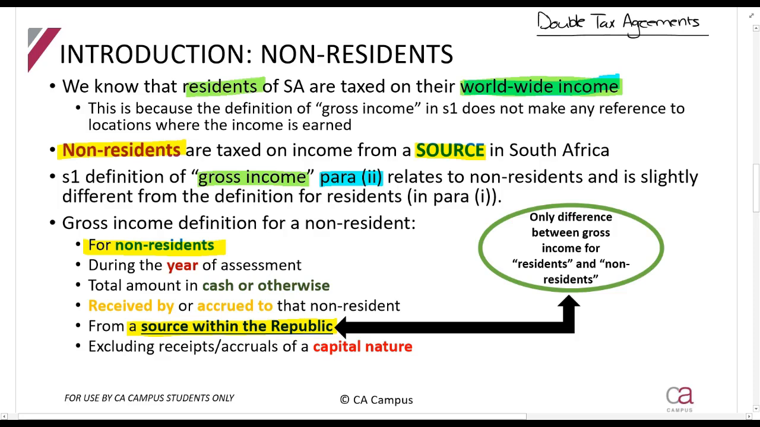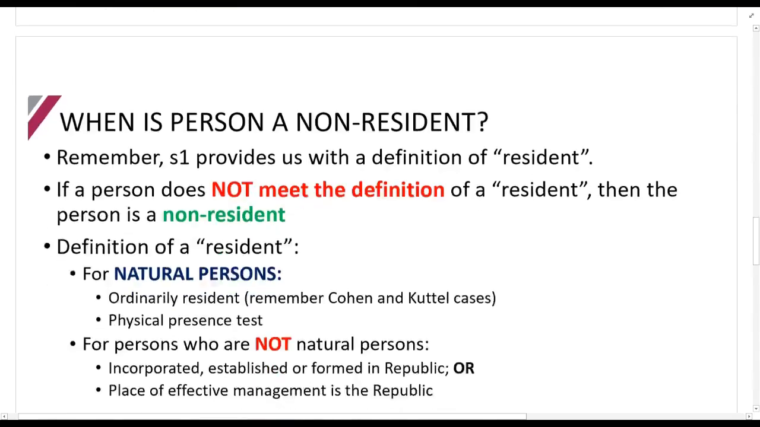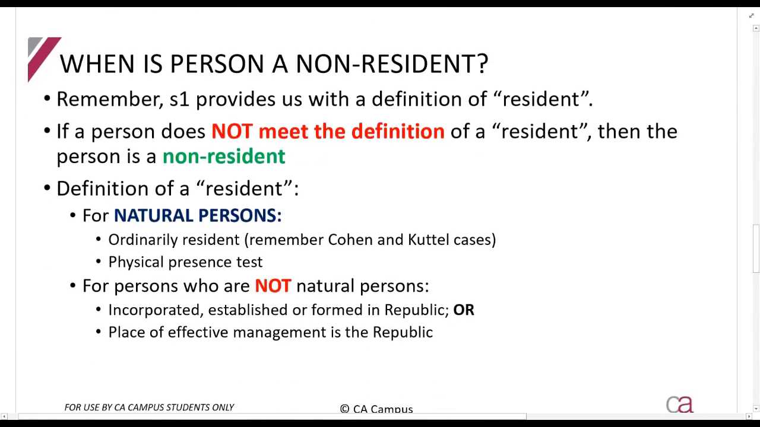So it's exactly the same definition. All of those principles that you looked at, received by means you've received for your own benefit, accrue to means you've become unconditionally entitled to it, capital nature, the tree versus fruit, the Visser case, all of those things are the same. It's just that it must be from a source in the Republic. And the Republic means South Africa, guys, just in case you are unsure.